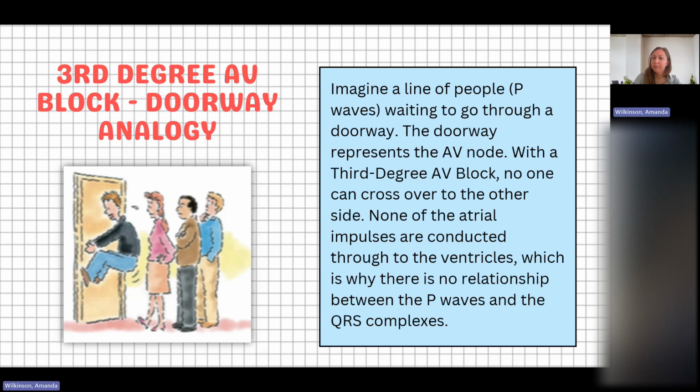So back to our analogy. Imagine a line of people. The people will be your P waves, and they are waiting to go through the doorway, which represents the AV node. So in this case, the door is completely shut. No one is getting through, and that's exactly what's happening in the third degree AV block. The atria and ventricles are completely disconnected, and the ventricles rely on their own backup pacemaker to keep beating. So this is why you'll see P waves and QRS complexes, again, with no relationship to each other. They're just doing their own thing on both sides of the door.